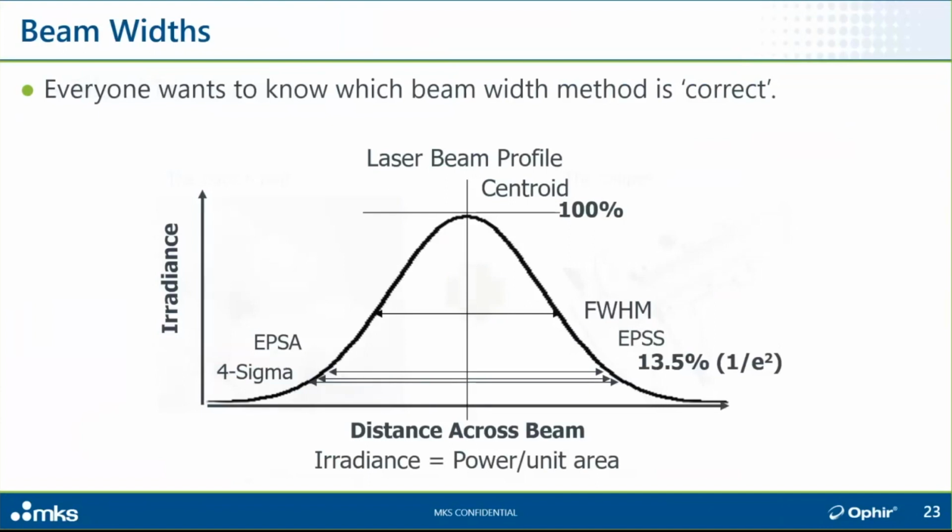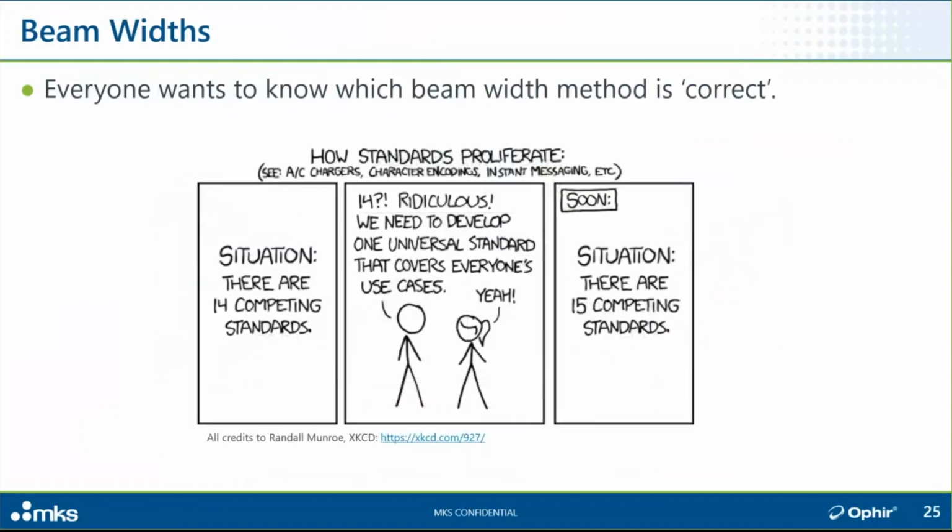So everyone wants to know which method is correct. There's a bunch of different beam width methods. They've surfaced over time in different industries. One of the best ways of understanding why there are so many, I like this XKCD comment. If we start with 14 competing standards, eventually we come along and say, you know what, we really need to solve having so many different standards. We end up creating a 15th standard. It's not without purpose.